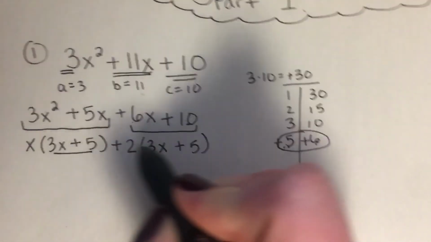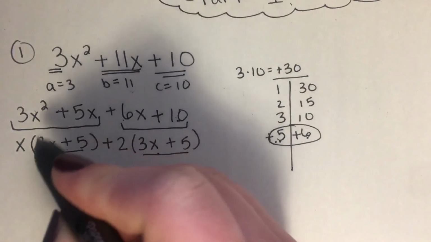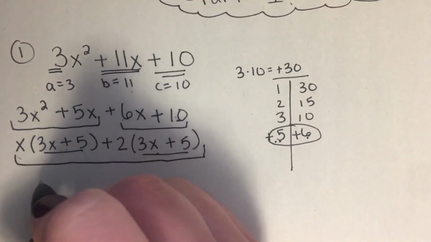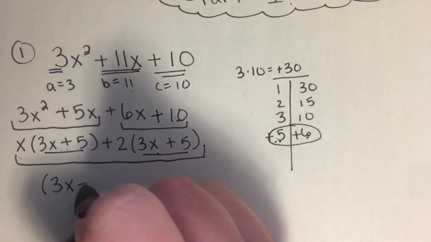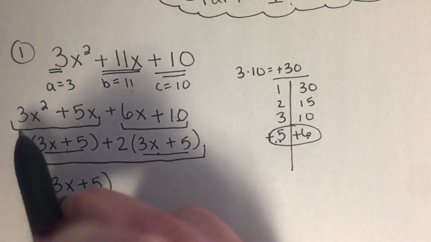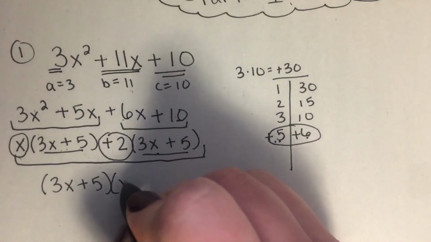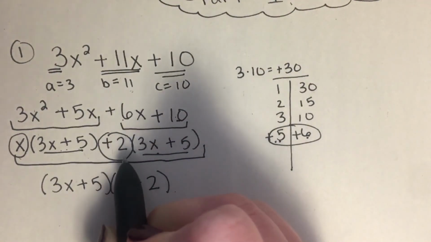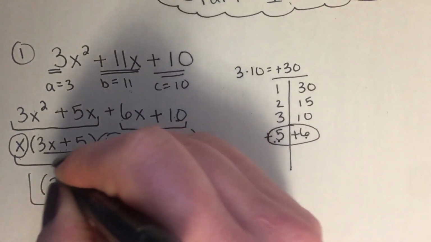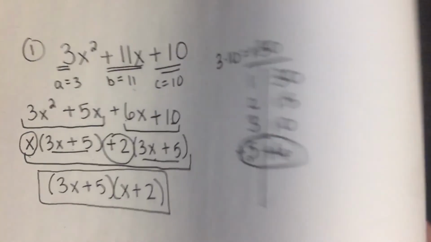These should be identical, okay? So now that I have two identical factors, I actually do reverse distributive for both. I can just copy out the parentheses that's in common, which is the 3x plus 5, and now everything that's left over goes in another parenthesis. So this x plus 2 goes here. And now we're factored. That's all. All right, so let's take a look at the next example.